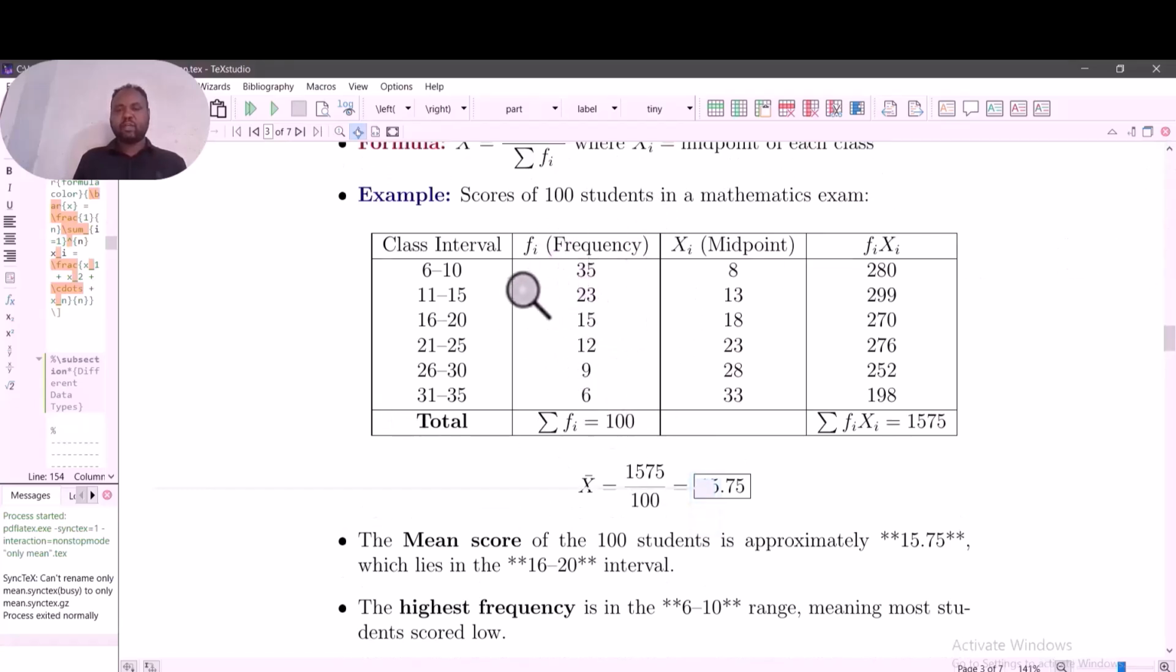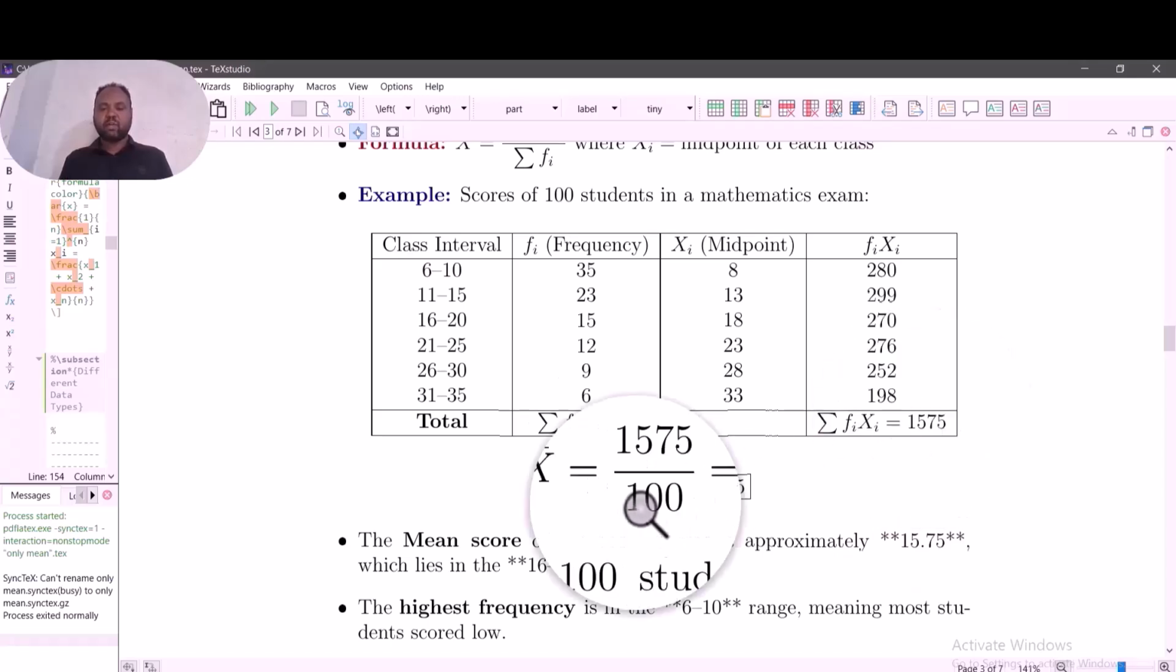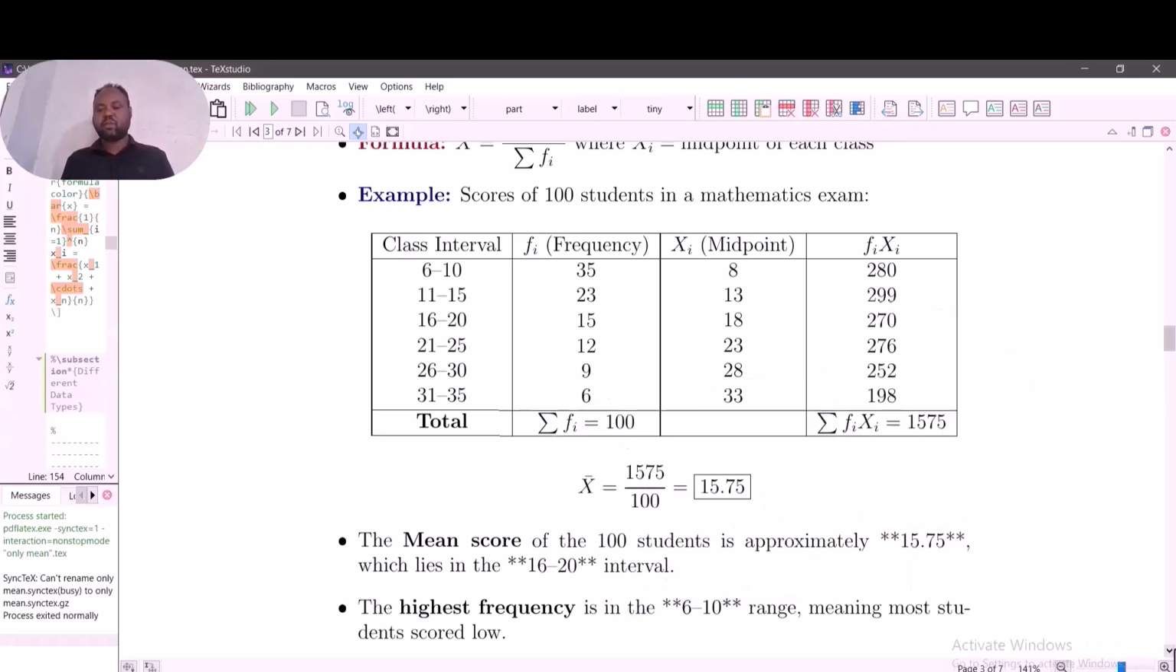Then we multiply 8 by 35, which is 280, 13 by 23, which is 299, this one by this one, right? Then we obtain the fourth element, which consists of the product of every i's class. Now i runs from 1 up to 6. So we obtain this sum, and we do have the total number of students. Then we divide this by the number of students, which is 15.75.